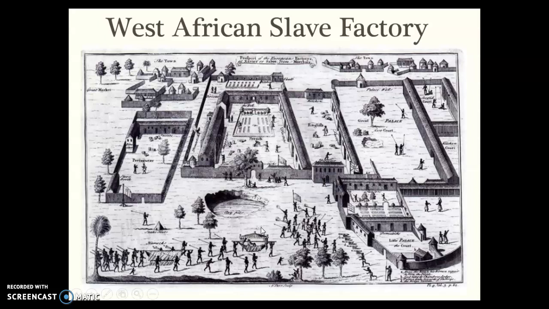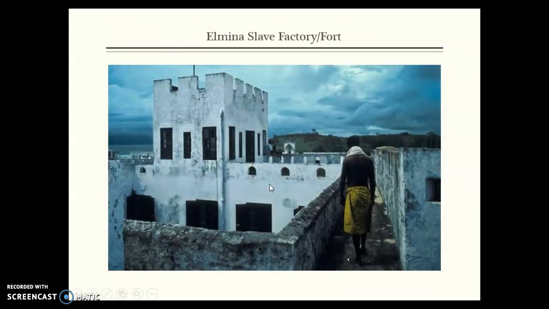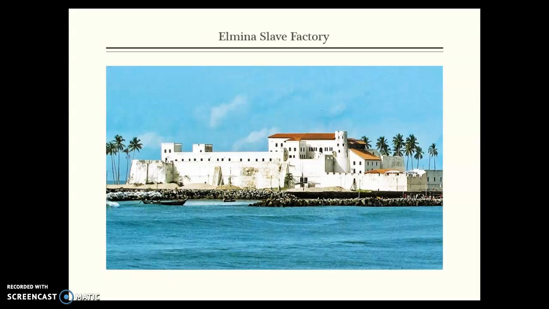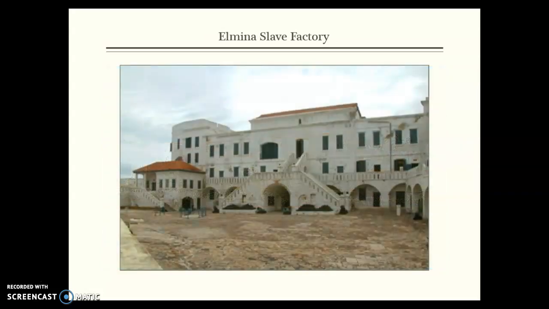You can see an African ruler bringing in slaves and other things there as they trade with the Europeans at these areas. This is the Elmina slave factory, and today in West Africa, it's one of the few that survives. It's a historical landmark, a museum. This is what it looks like from the outside.